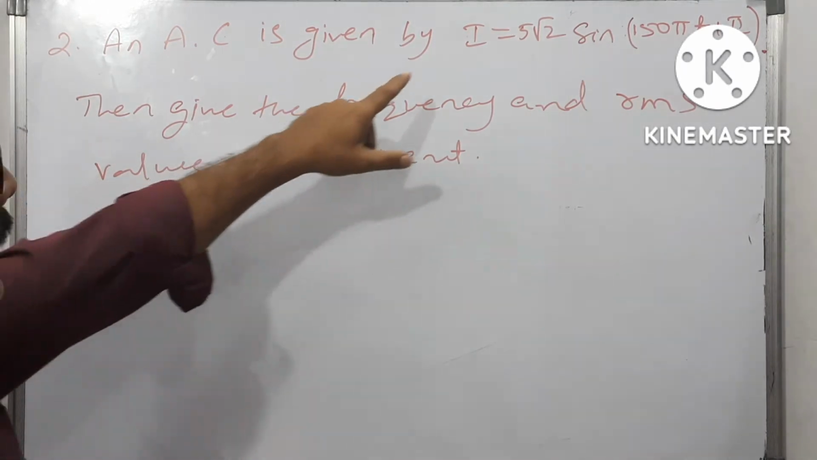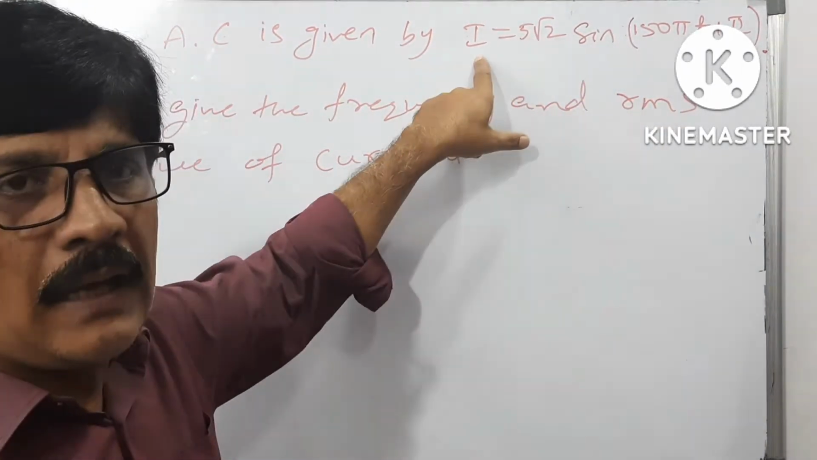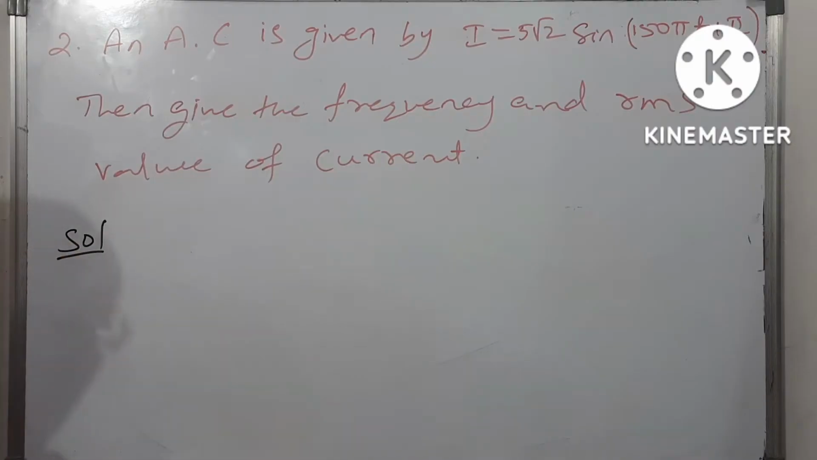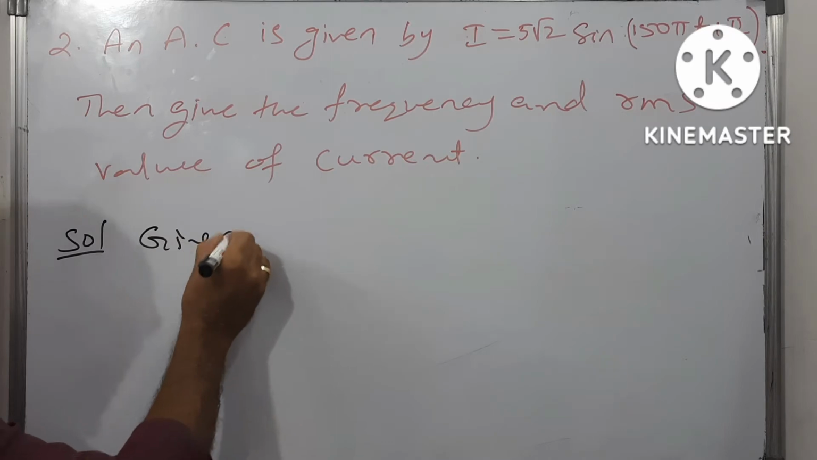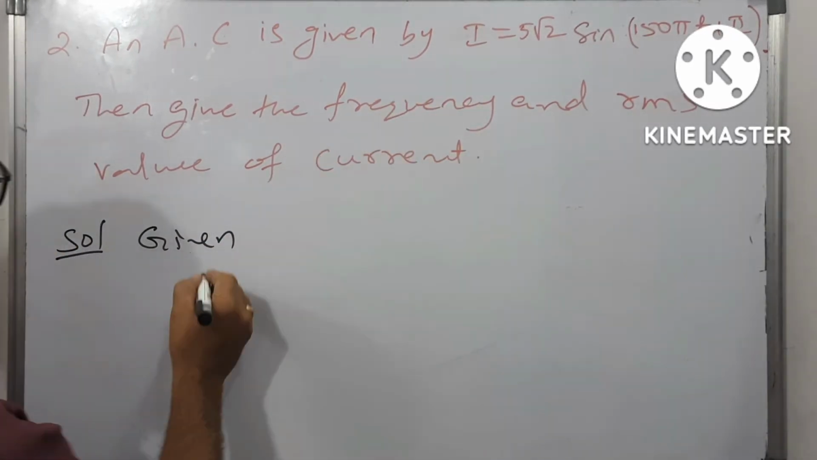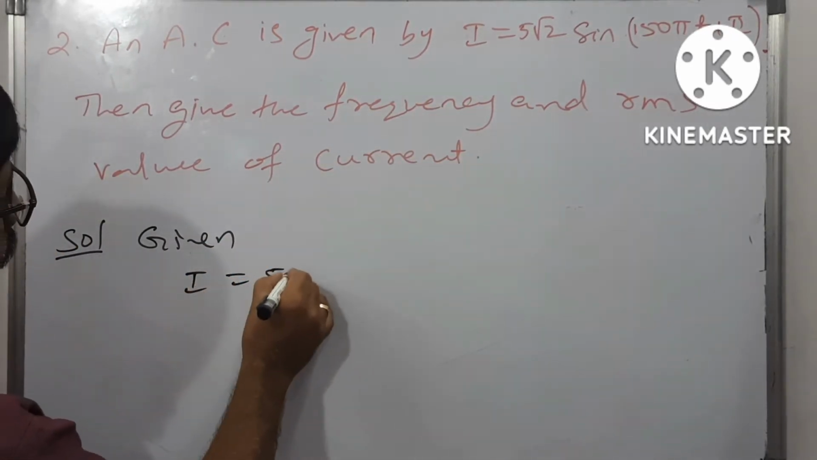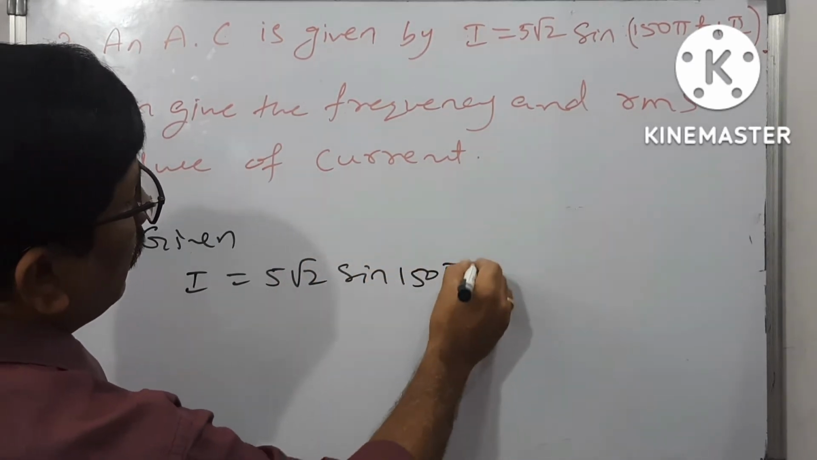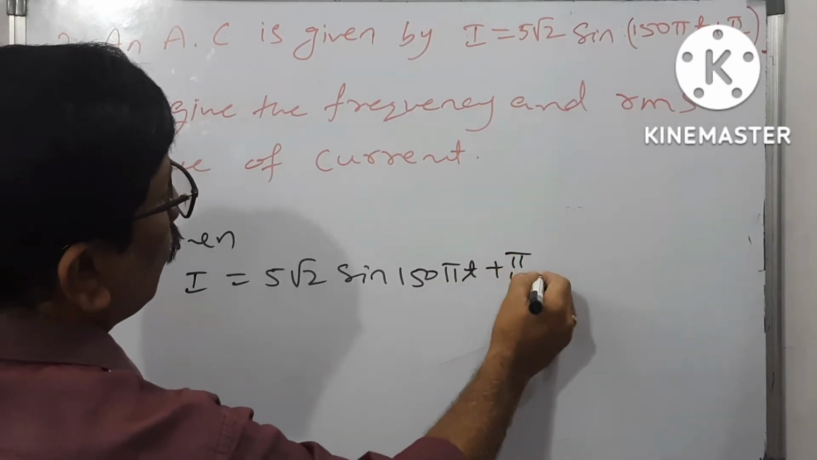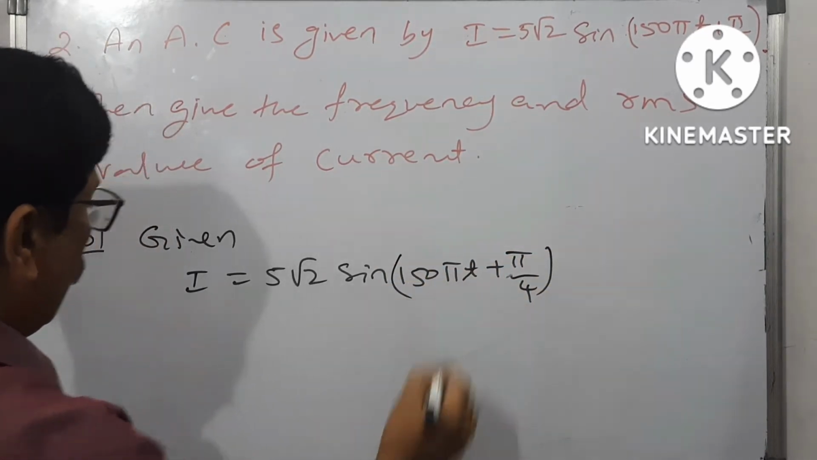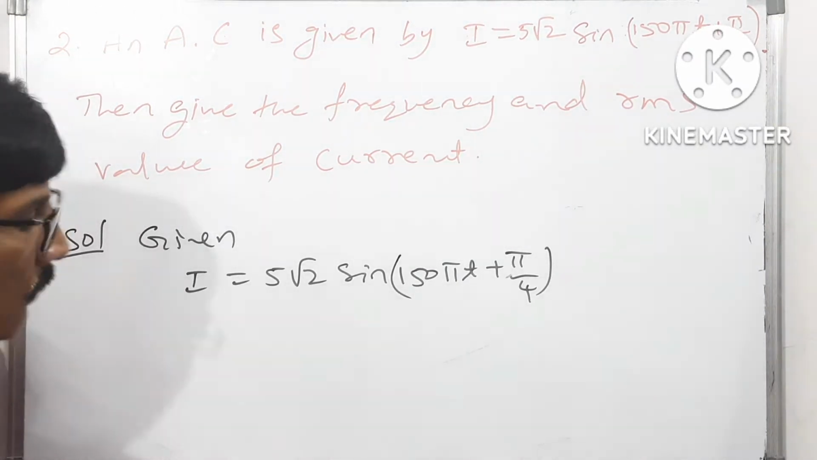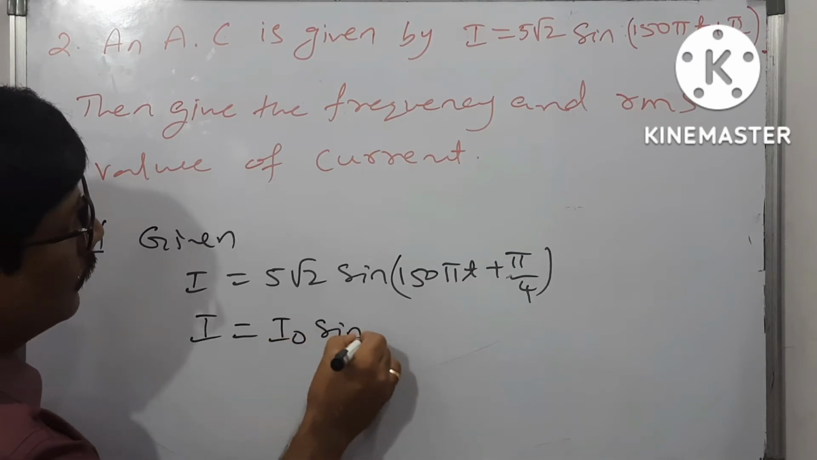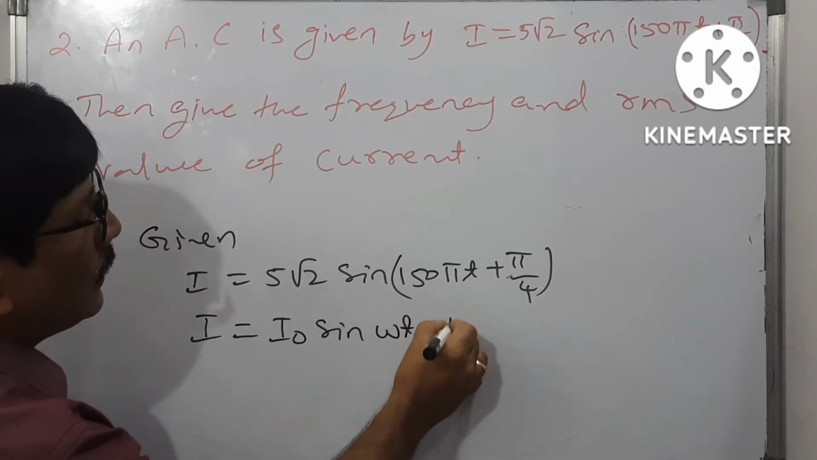So if you see here, the equation of instantaneous current is given. I means instantaneous current, you know it. I naught is peak current. You are going to write the solution. First you write the given values. The given equation is I is equal to 5 root 2 sin(150 pi t plus pi by 4). Now you already know one ready-made equation: instantaneous current in the AC circuit is I equal to I naught sin(omega t plus phi), here phi being pi by 4.